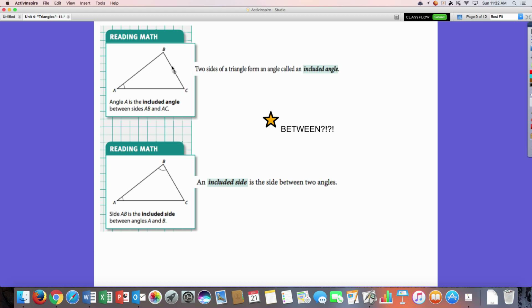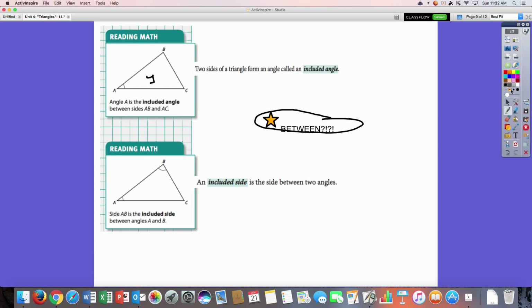Okay, so when it says angle A over here is the included angle, well, here's AB, the side AB. Here's the side AC. Is it between? Yes, if it's between, it's included. So that's the included angle right there. And when they say included side, they give you an angle, right? So side AB is included or between this angle and this angle. Included really just means between. And if you really think about the words, it's easy to remember. You don't have to remember anything. Included means between.